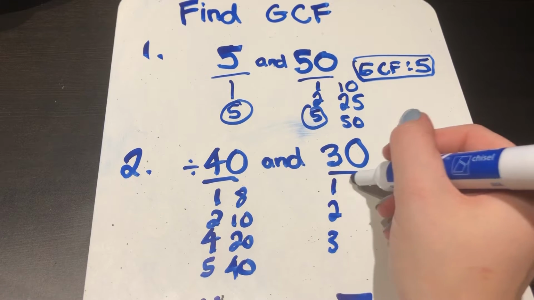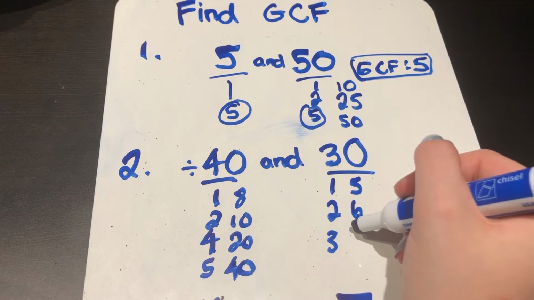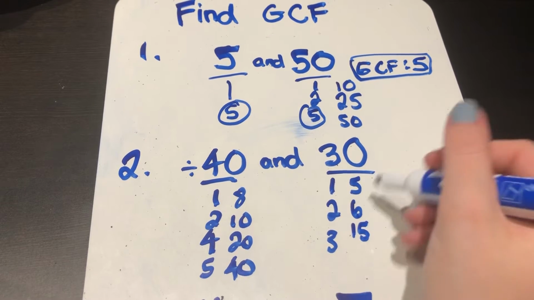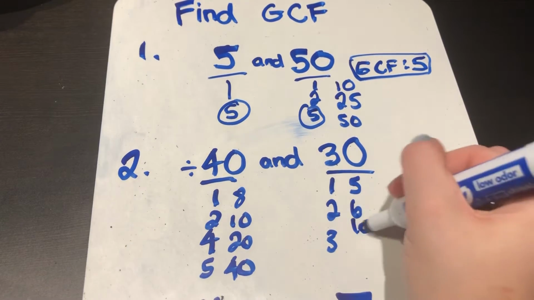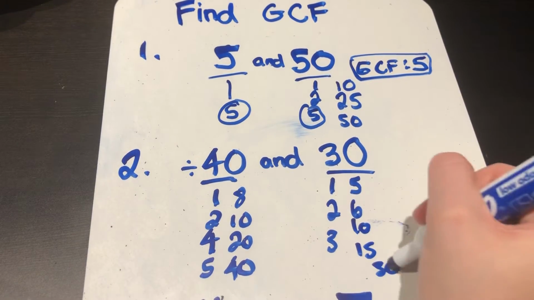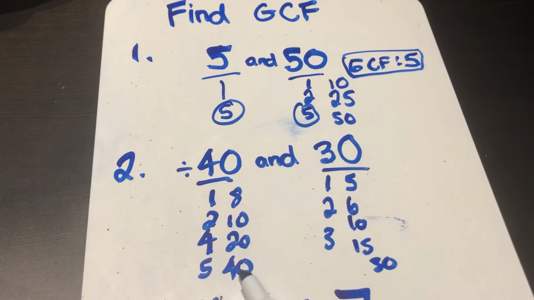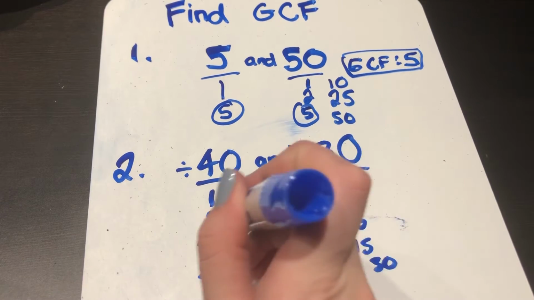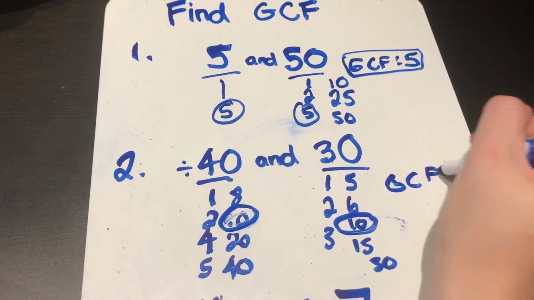And then for 30, I can divide by 1, I can divide by 2, I can divide by 3, 5, 6, 10, oops, forgot about 10. 10, 15, and 30. Okay, so what's the biggest number they have in common? Sometimes I look at the biggest number, 40, there's no 40 over here. 20, no. 10, okay, looks like 10. 10 is the biggest number they have in common, so the GCF is 10.